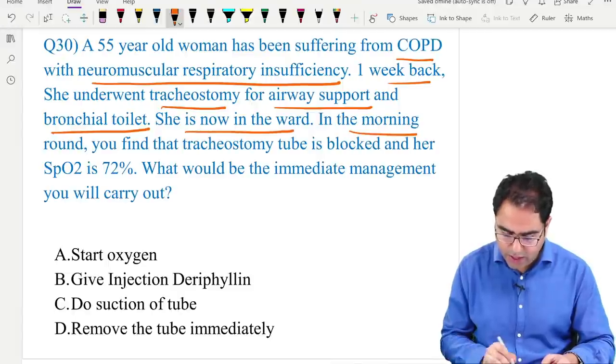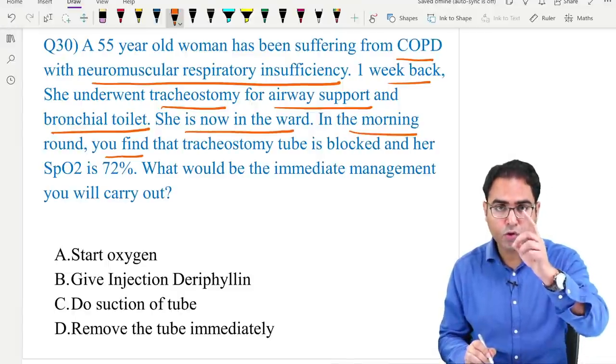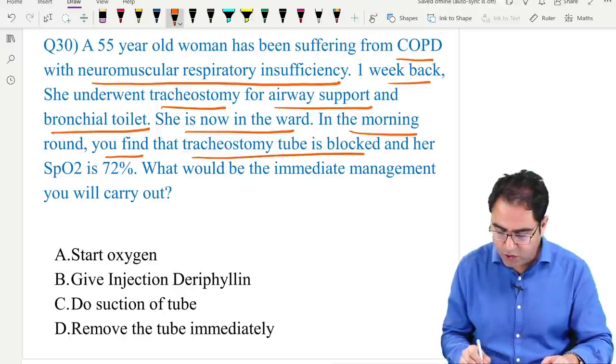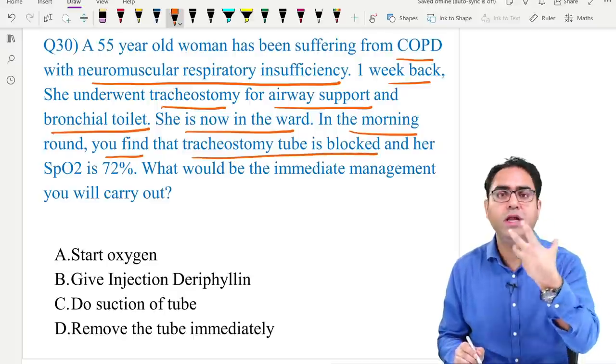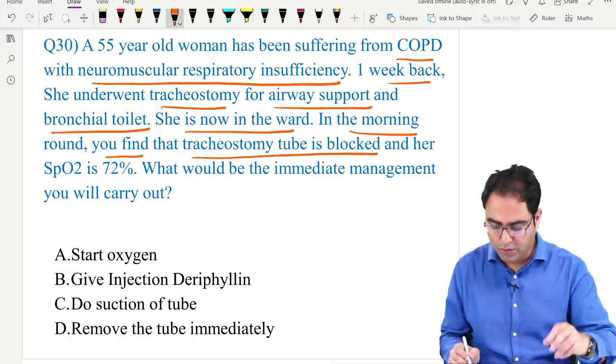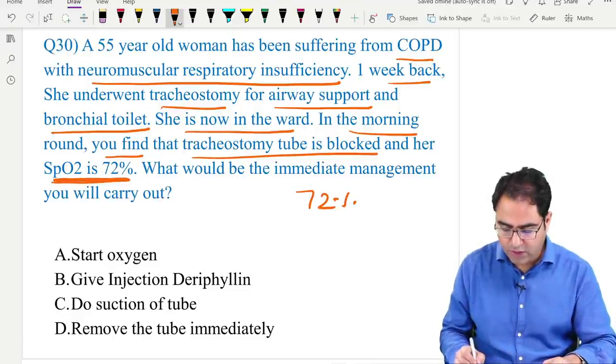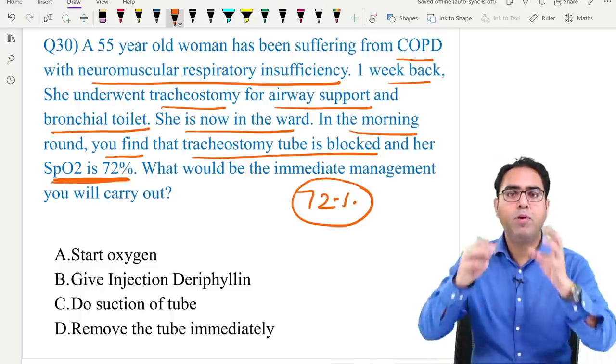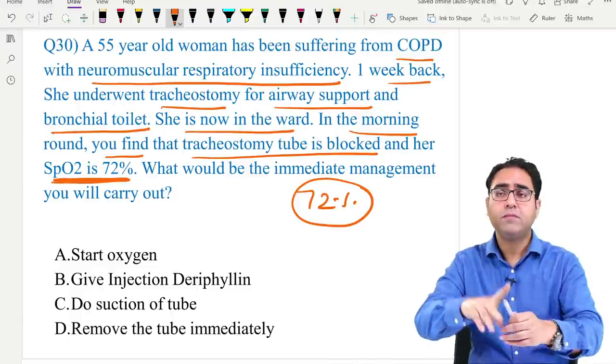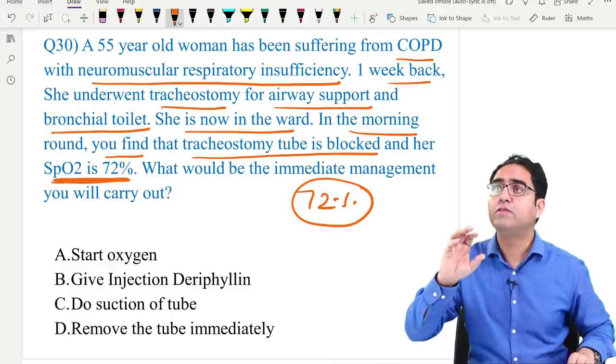In the morning round, you are the intern. This question was, you are an intern. The tracheostomy tube is blocked. The secretions are totally jammed up in the tube and the tube is blocked and SpO2 is 72%, beta. Oh, it's a very serious airway emergency, beta. The blocked tube is a disaster, beta. The blocked tracheostomy tube can kill the patient, beta.